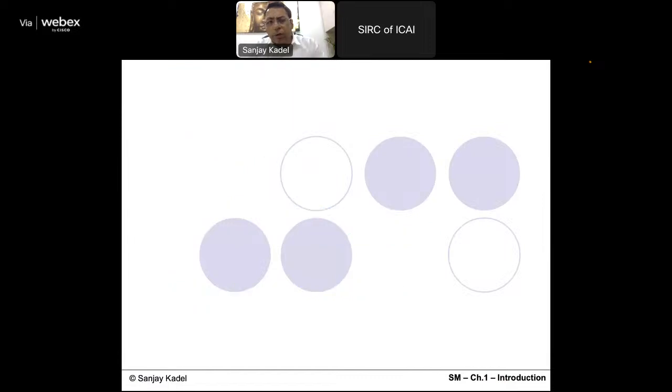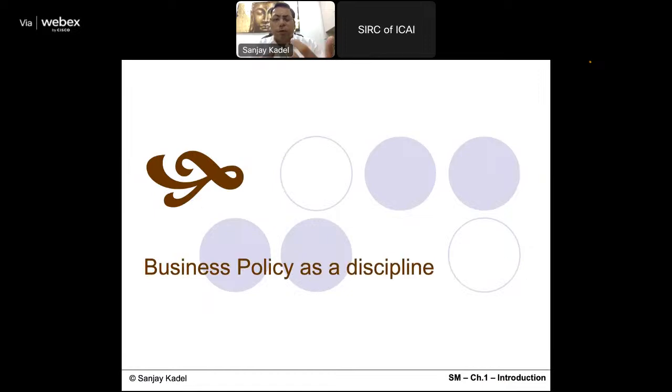Firstly, the concept which we have to understand is business policy as a discipline. When we hear this word discipline, it is generally associated with behavior or punctuality or the systems you have in place, your self regulation. But this is not the discipline we are talking about here. Here, the word discipline means a formal body of knowledge.